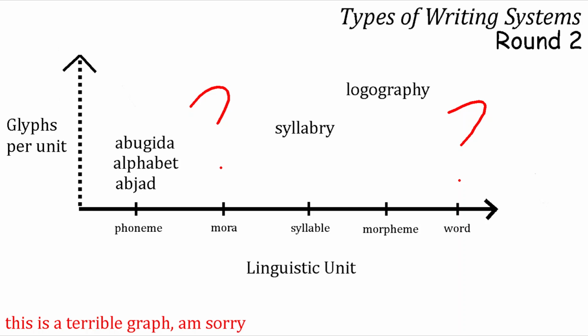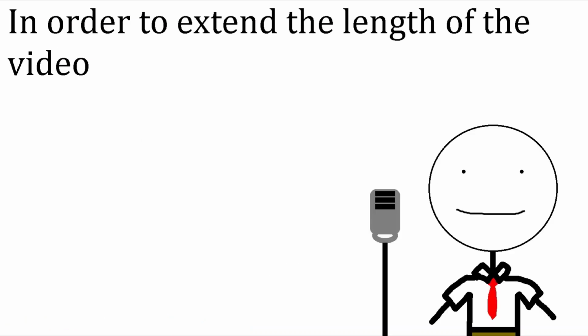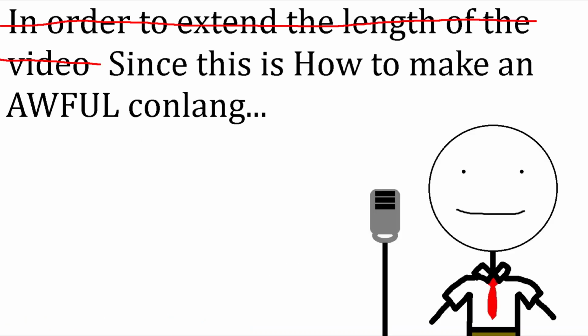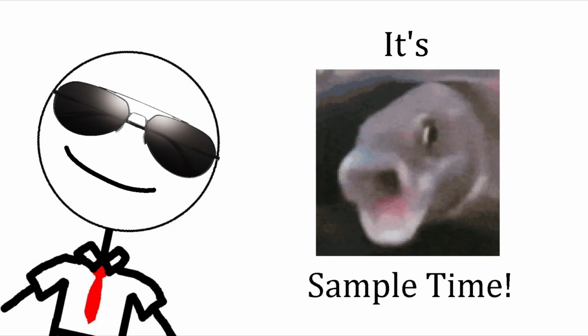Our new types of writing systems will be first created by moving our glyph per unit's value to these open spaces, and then I guess because I want more watch hours, or no, because this is supposed to be an awful conlang, we'll jump completely off of the glyph per unit scale and just break the idea of writing systems. It's finally sample time! Here are four new types of writing systems.